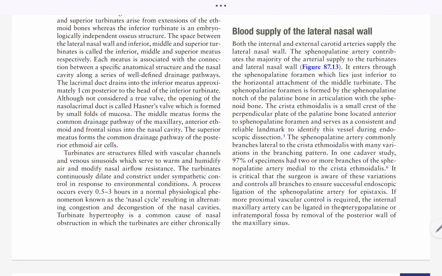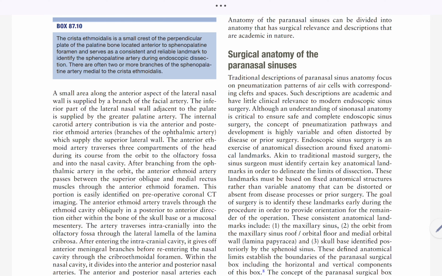Box 87.10. The crista ethmoidalis is a small crest of the perpendicular plate of the palatine bone located anterior to the sphenopalatine foramen and serves as a consistent and reliable landmark to identify the sphenopalatine artery during endoscopic dissection. There are often two or more branches of the sphenopalatine artery medial to the crista ethmoidalis.